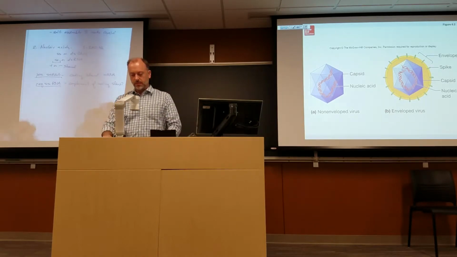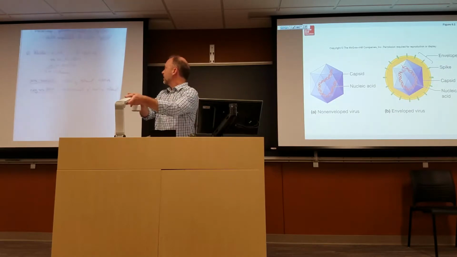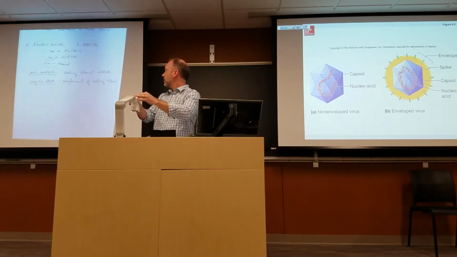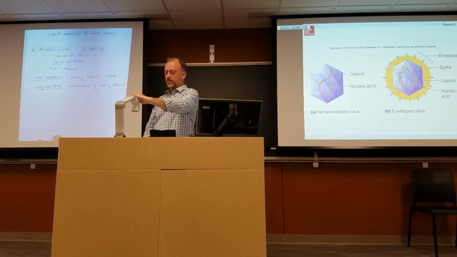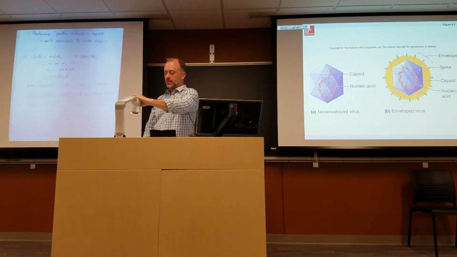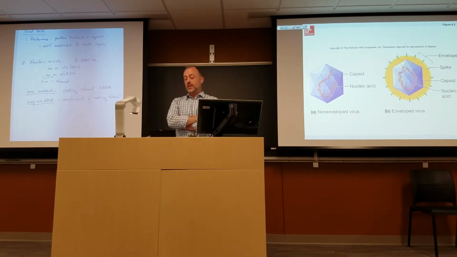When we ended last time, we were talking about nucleic acids and the variety of formats that the nucleic acids could be in. Why do we have a shadow on there? They could be DNA, single-stranded or double-stranded. They could be RNA, single-stranded, positive or negative, or double-stranded. Some viruses are actually diploid. They might have two copies of their genome.